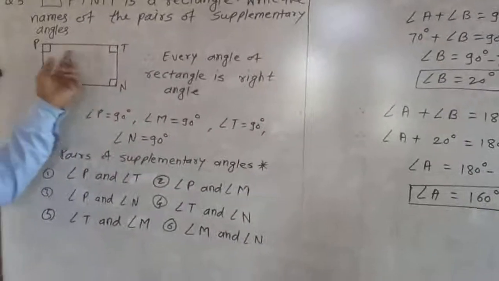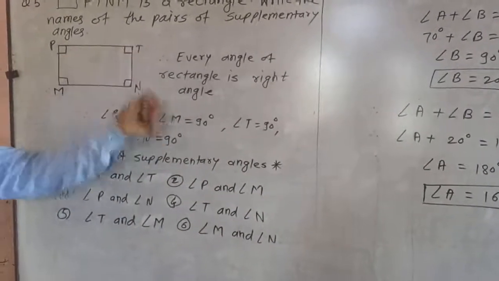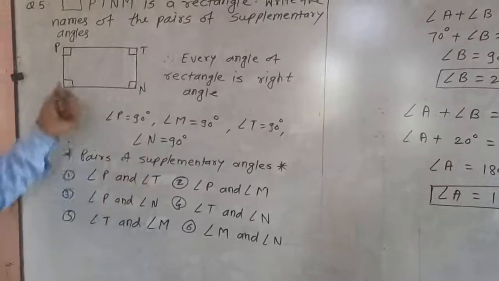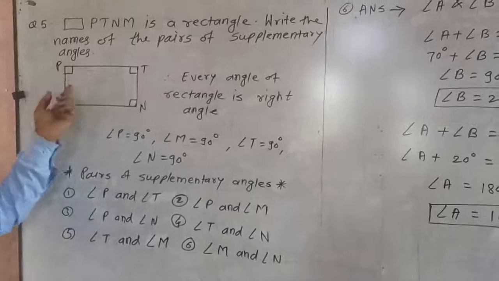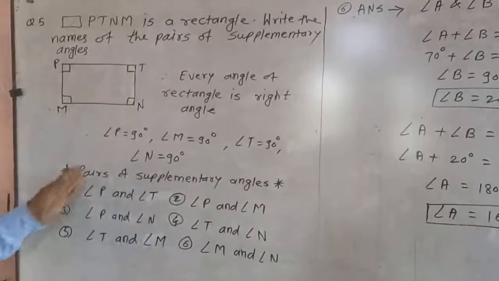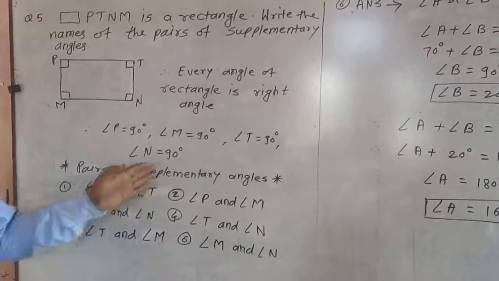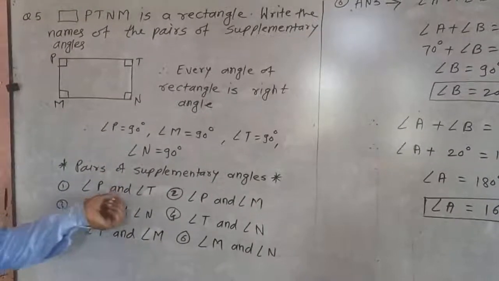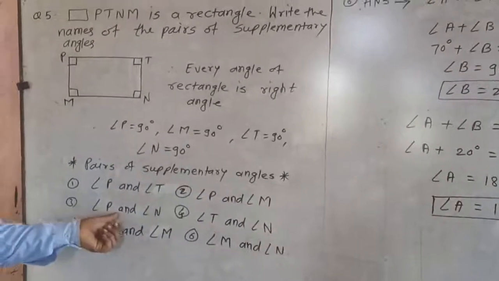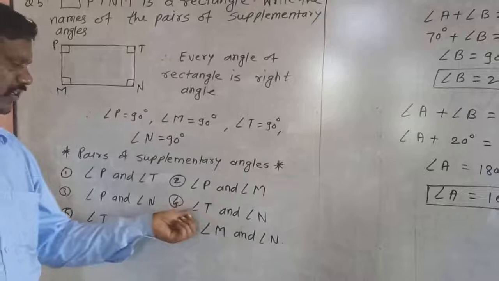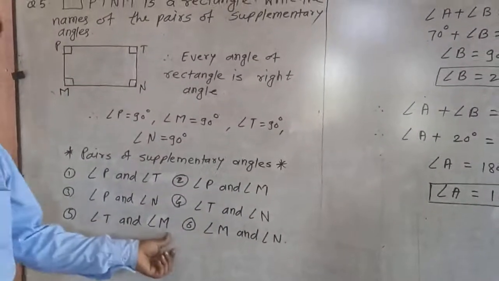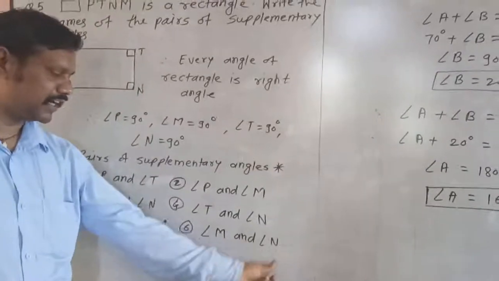angles. So here, P and T: 90 plus 90 is 180 degrees, so P and T is the first pair we get. Here P and M, 90 plus 90, 180 degrees. P and M, because every angle is a right angle. So how to write the pairs of supplementary angles? Angle P and angle T, angle P and angle M, angle P and angle N, angle T and angle N, angle T and angle M, and lastly angle M and angle N.